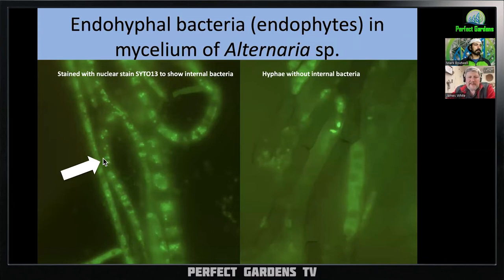So the little green dots, those are the fungi. I mean, those are the bacteria inside the hyphae. And they tend to be located at the septa, and you can't see the septa, but there are little clusters where you see them. And we think the septa are stopping them.